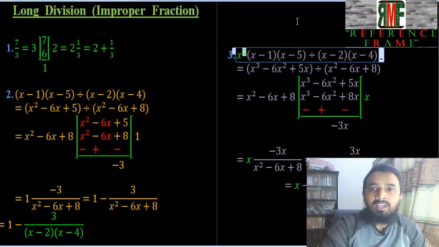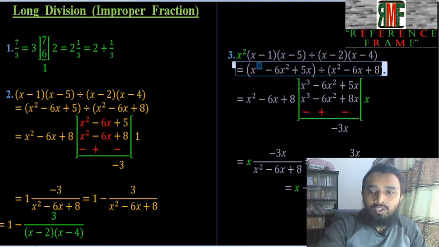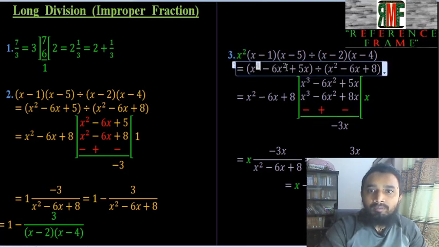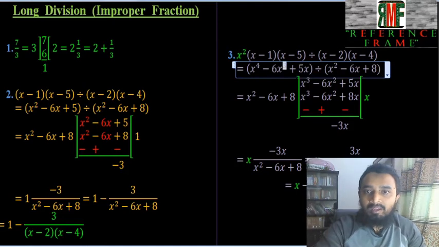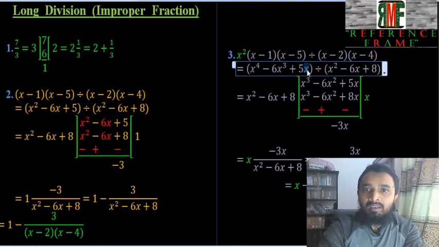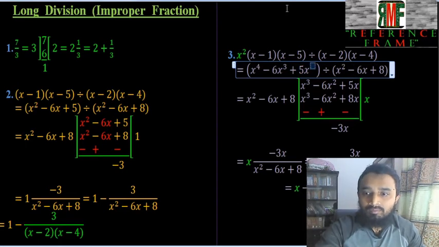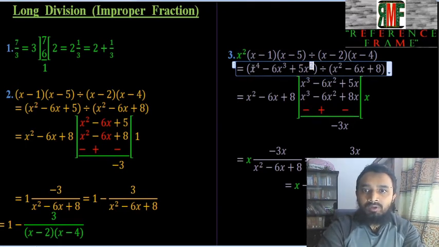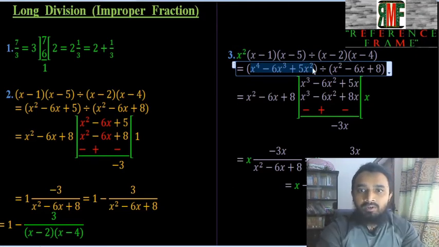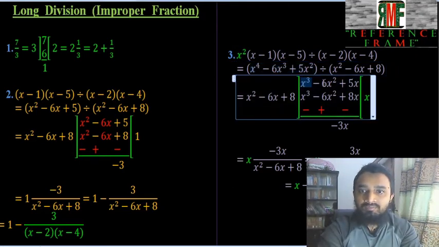Okay, here it is. So x square, right? So this time this is going to be x to the power 4 minus x cube, and this is going to be x square. So look, what you need to do, we just put this one in here, as you can see here.